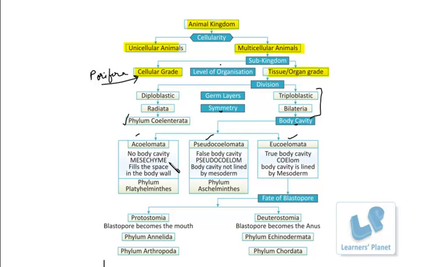There are three layers: ectoderm, mesoderm, and the endoderm. So the space between the mesoderm and the endoderm is filled up with the tissue mesenchyme, and hence there is no cavity, right? So such organisms constitute the phylum Platyhelminthes. Then comes your next one, that is Aschelminthes, or they are known as nematoda.